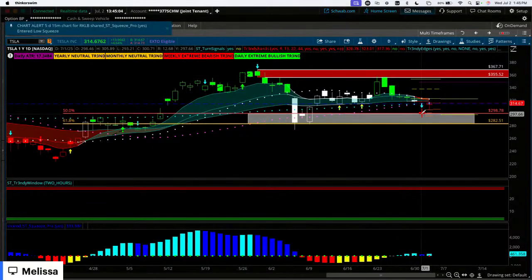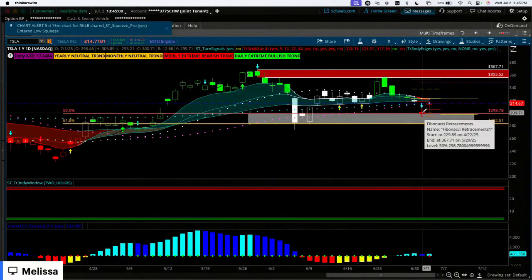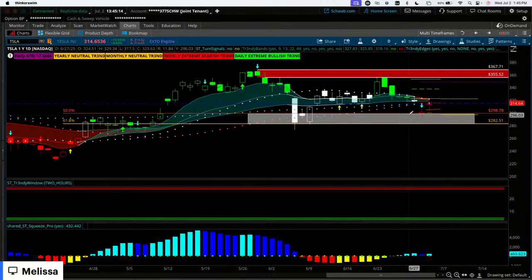And like I said, I'm not still in the trade, but notice that yesterday's big down move in Tesla brought price right back to the golden pocket here. And again, very nice bounce from the golden pocket. So, those are some live examples of how I use the golden pocket to buy the dip.